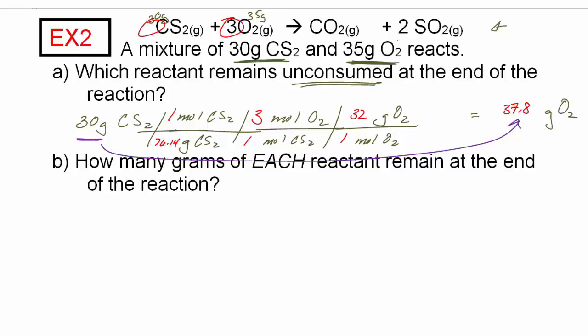How many grams of oxygen do I have? I only have 35. So that means oxygen must be the limiting reagent, right? It's all gone first. I have excess carbon disulfide. So which one remains unconsumed? Carbon disulfide. I have extra of it. Okay, it's the one that I'm going to have a lot left over. How many grams of each reactant remain at the end of the reaction? Well, the easiest one is going to be the limiting reagent. The limiting reagent always has 0 because it's all gone.